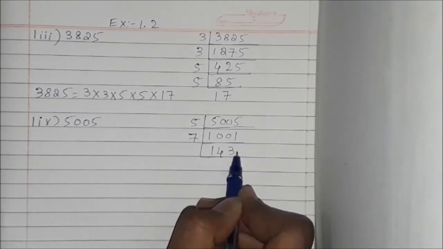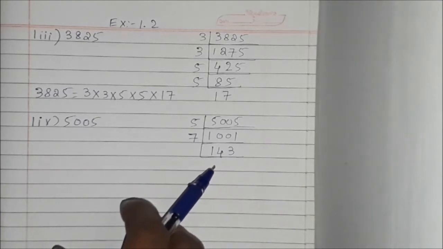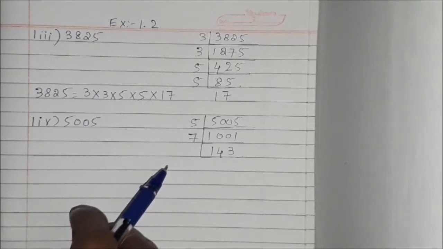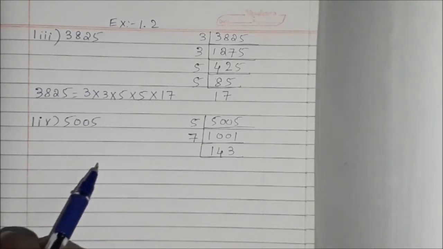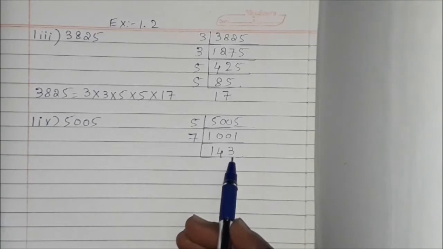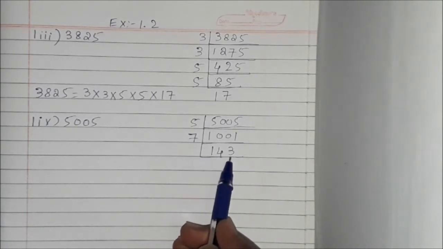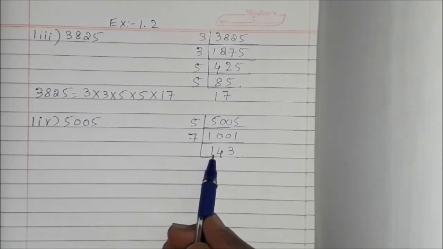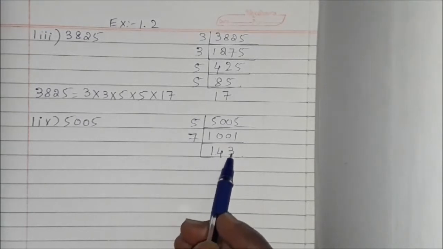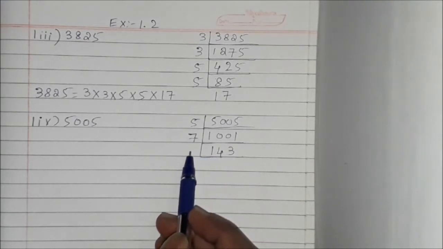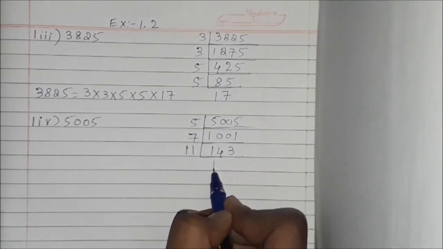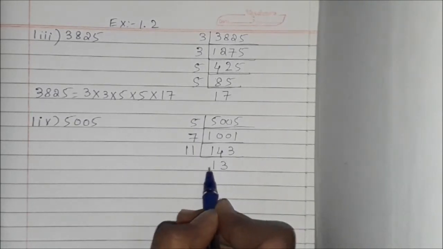143. Now since it is an odd number, go on and check with the tables of only odd numbers. It will not go in the table of 3. It will not go in the table of 5. It will not go in the table of 7. It will not go in the table of 9. Now take 11. Yes, it will go in the table of 11.